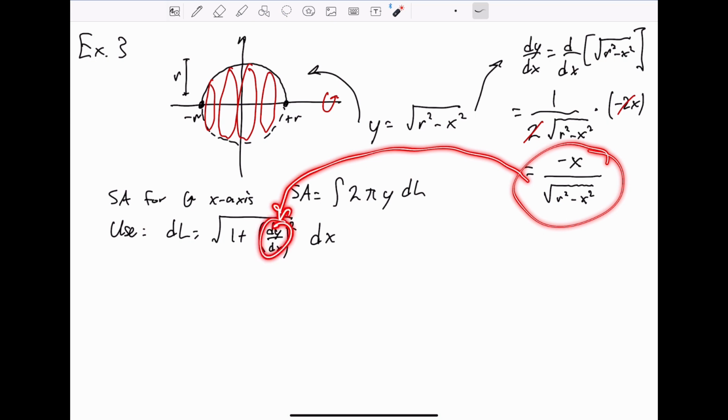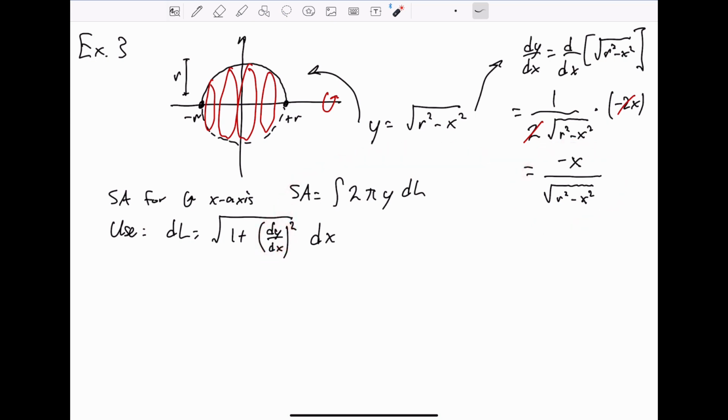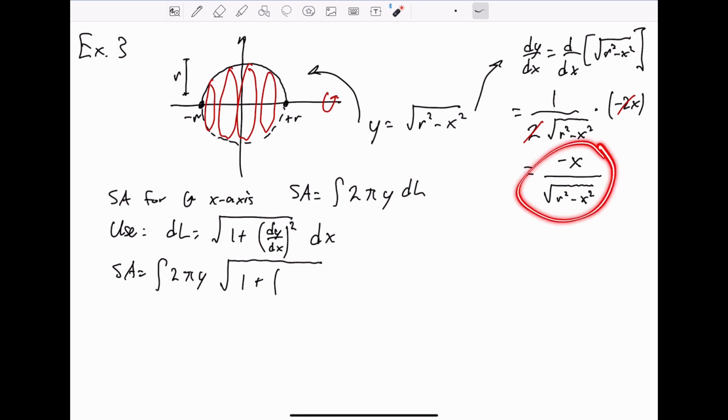Here's our expression for the derivative of y with respect to x. We're going to put that here into the integral, and we're going to square it. So the square root here will go away, and we'll have negative x squared. So let's progress with our integral. So surface area is the integral of 2 pi y, and now dl is the square root of 1 plus dy dx squared. So let's just do that in one step. Let's put this in here and let's square it as we do this.